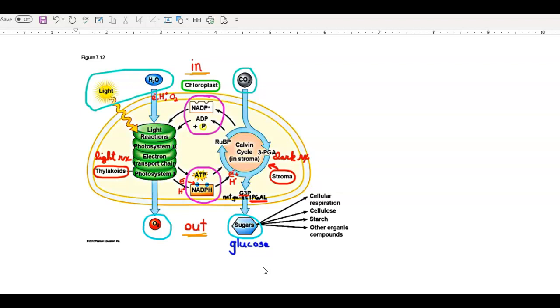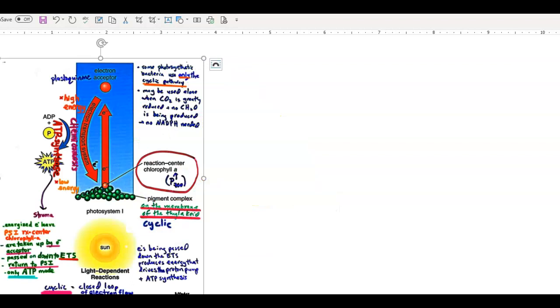For right now, we're going to review the light reactions, and then we'll go on to the Calvin cycle, the light-independent reactions. So first, the cyclic light reaction. Make sure you know why it's called cyclic. Make sure you know where everything is located, photosystem 1 in the thylakoid membrane. Make sure you know right there is the reaction center chlorophyll A P700. Make sure you know what it means, P700.